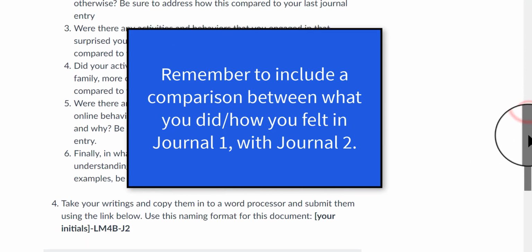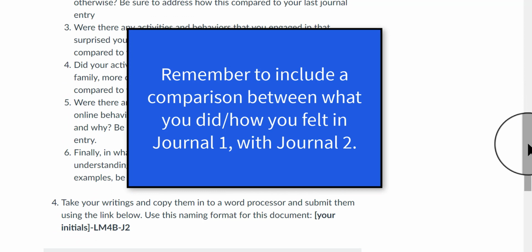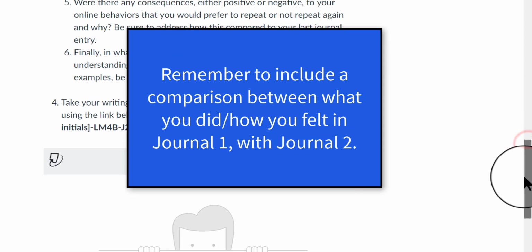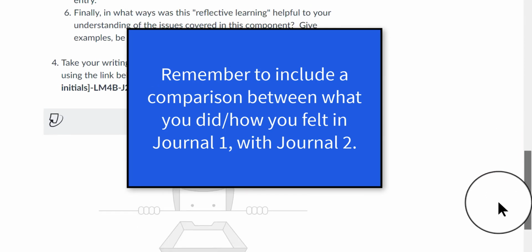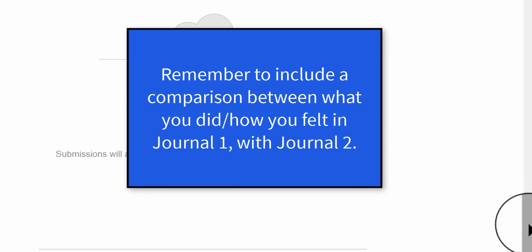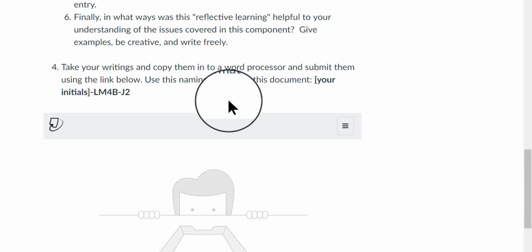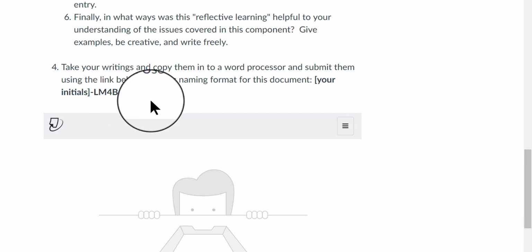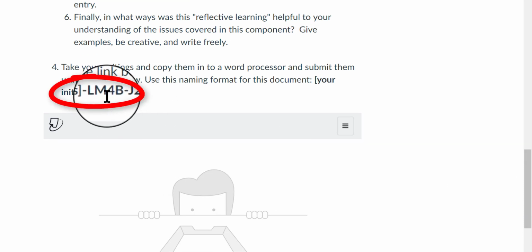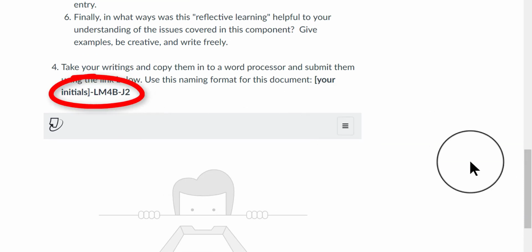If you behaved differently, if you were online at all that day, or what did you do differently that day from the first day. So that's important, so please put that here. And of course, you're going to save this document with the same name as the first one, only it'll be LM4B J2.